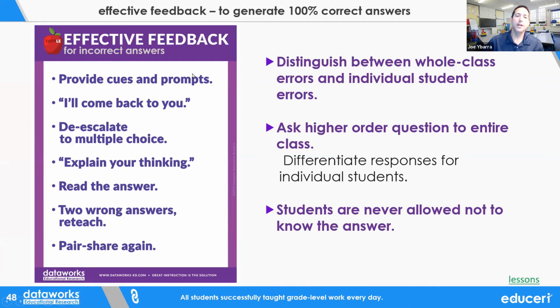We're going to effective feedback. Effective feedback to generate 100% correct answers. I'm going to distinguish between whole class errors and individual student errors. Are more than 30% of my students incorrect? I'm going to reteach all of them. If less than 30%, I'm going to see if they can self-correct, like I did right there with Kate and Camila and Maddie. I echoed Camila's answer.